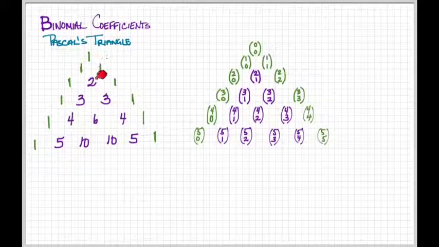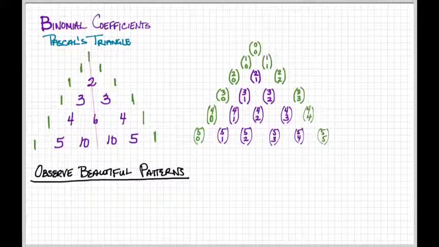So 1 plus 1 equals 2, 4 plus 6 equals 10, 3 plus 1 equals 4. But in each case, each one of these components corresponds to a binomial coefficient. So we have 0 choose 0, 1 choose 0, 1 choose 1, and so on.